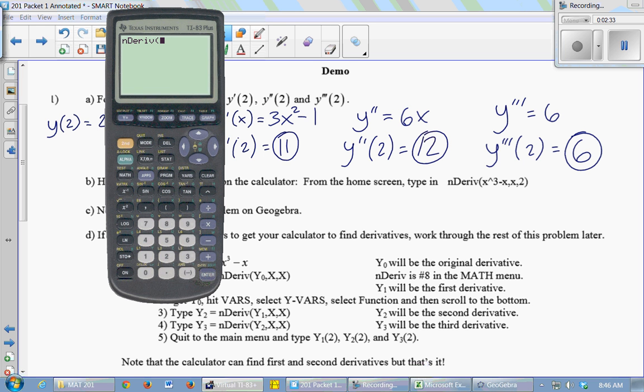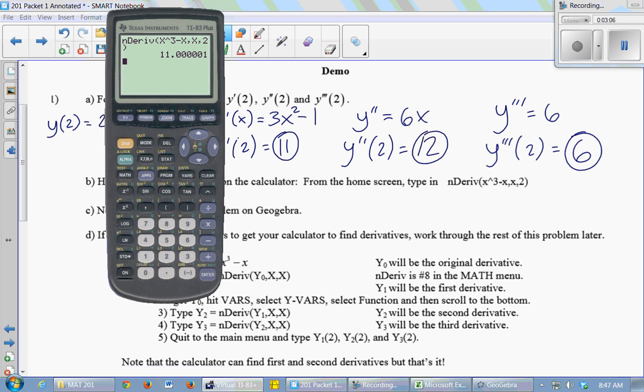Nderiv. And then we type the function, which is x cubed minus x, whatever function you want to take the derivative of, x cubed minus x, comma x, and that's just telling the calculator that x is the variable because the calculator doesn't know. Okay, so x cubed minus x, comma x, comma 2. Hit enter, and it gives us 11.000001.